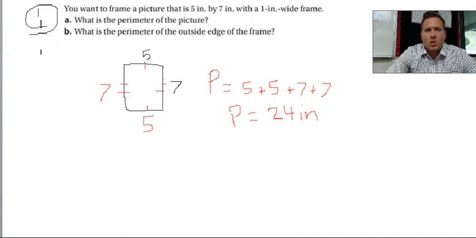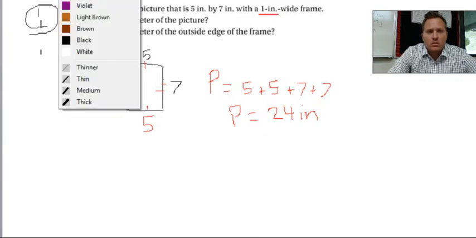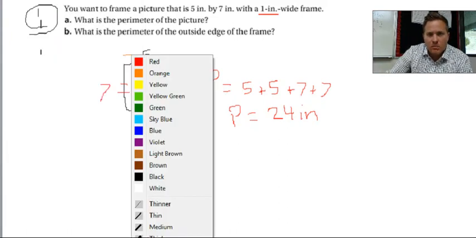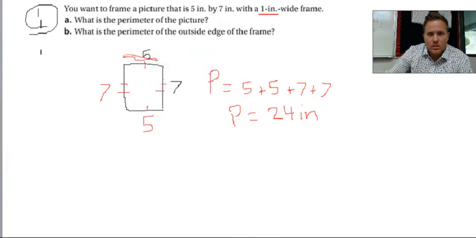Alright, so B now. B says, what is the perimeter of the outside of the frame? So remember, in the beginning of the problem, it said that there was a frame and it was 1 inch around. So let's use a different color right here. Let's go orange. So I have 1 inch right here, 1 inch on the outside. Okay, went back to red.